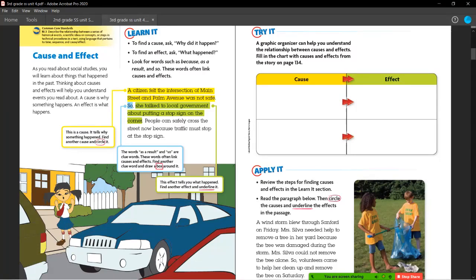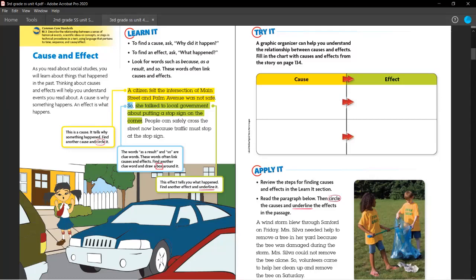Now let's take a look at this passage a little more carefully because that's what we're going to use to fill out this graphic organizer on the next page. So a citizen felt that the intersection of Main Street and Palm Street was not safe. So that was the first cause. The effect was that she talked to her local government about putting a stop sign on that corner. So first cause and first effect is right there.